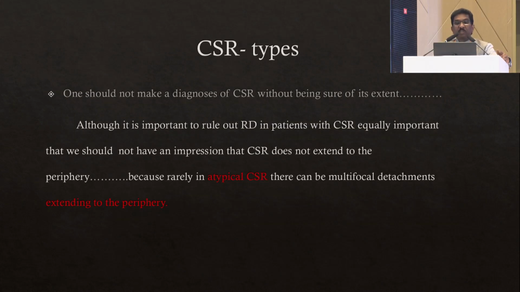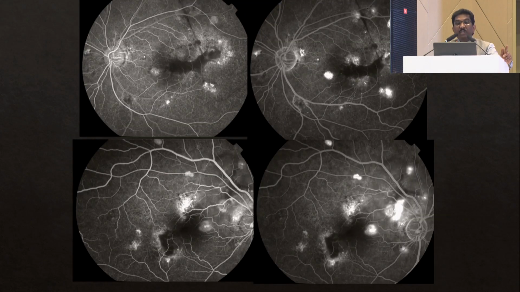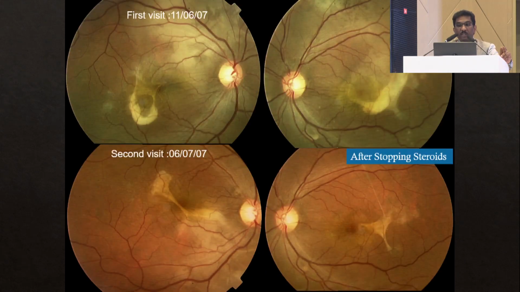So one should not make a diagnosis of CSR without being sure of the extent. Although it is important to rule out RD, we should not be under the impression that CSR does not extend to the periphery, because rarely you have what is called an atypical CSR, wherein it can extend to the periphery with multifocal detachments. This is a patient who presented with diminution of vision since 25 days. He was treated as an exudative RD with steroids, because he had a peripheral detachment. When we did the FFA, we could see multiple pigment epithelial detachments, and this patient actually had multifocal CSR. All we had to do was stop the steroids, and this patient did well.